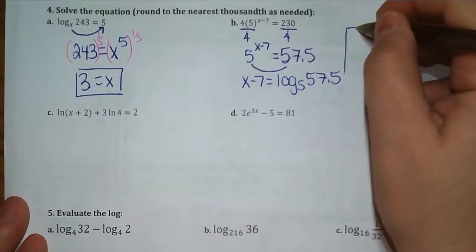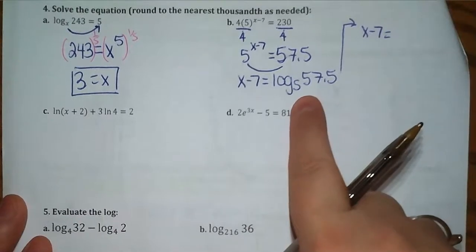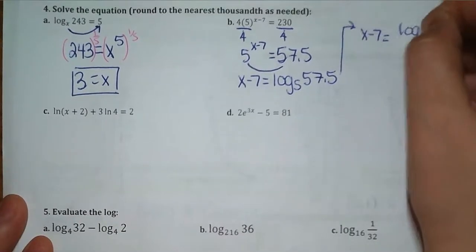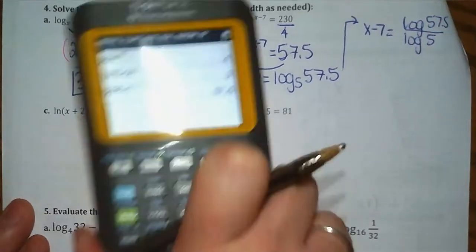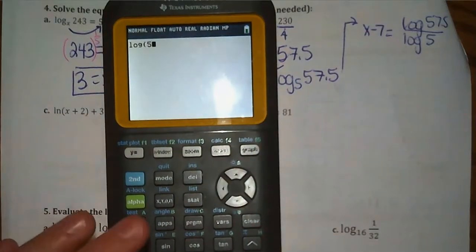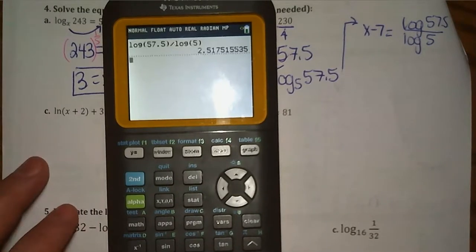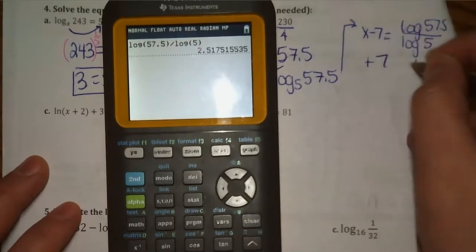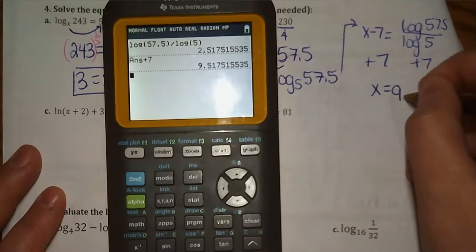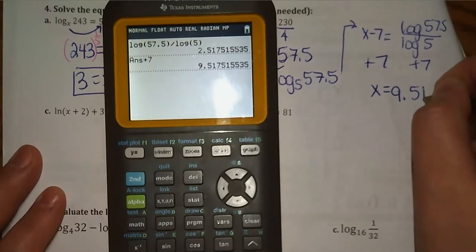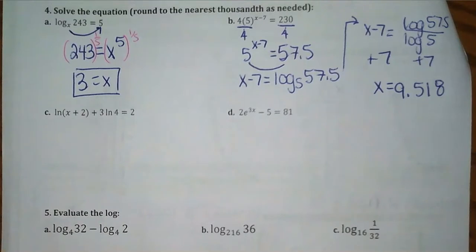Okay, now the calculator only does base 10. So I'm going to do the change of base formula on this. It'd be the log of 57.5 divided by the log of 5, which I'm going to grab my calculator for. So log 57.5, make sure you close the parentheses, divided by the log of 5. And then to that answer, I'm going to add the 7 to get it away from the x. And we're going to go 3 decimal places here, so 9.518. And very easy to check this by plugging it back into the original problem.